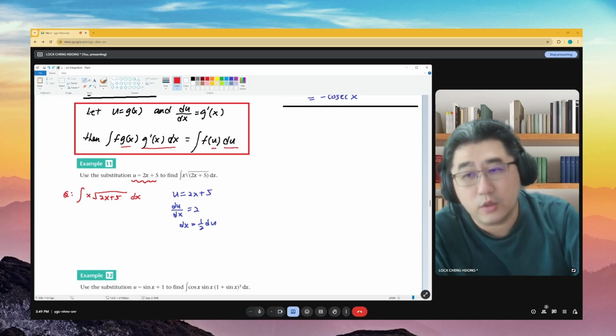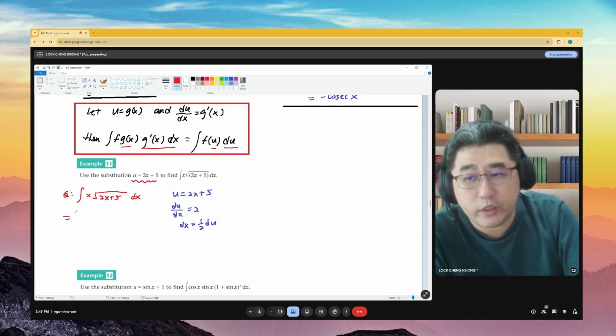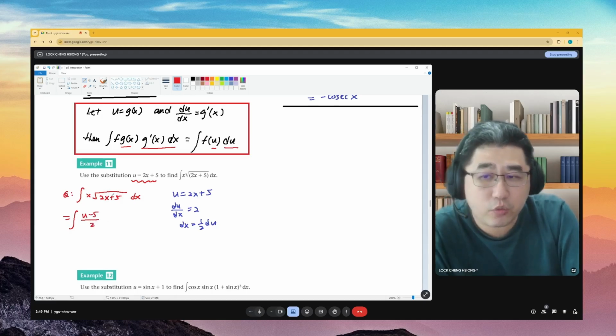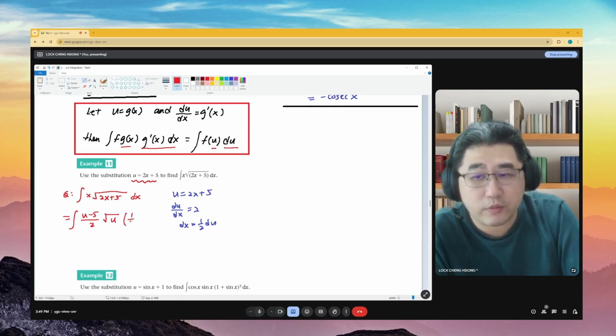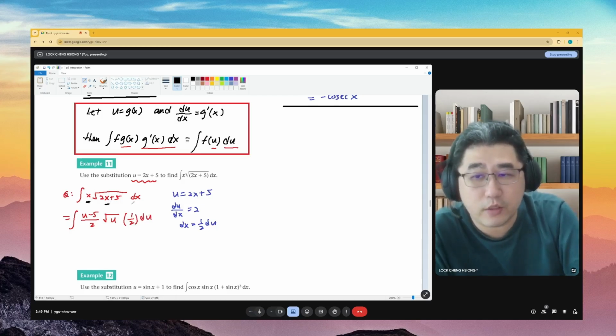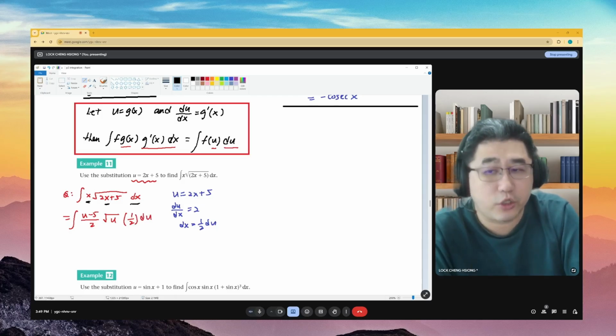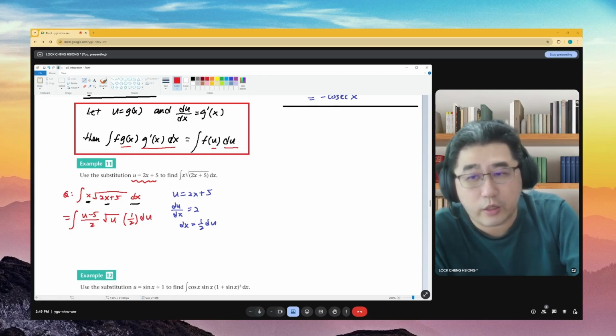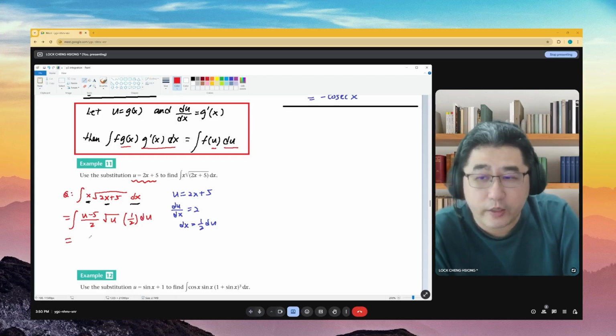So over here, this x I'm going to substitute with (u minus 5) over 2, and this square root of 2x plus 5, I'm going to write as square root of u. And this dx, I'm going to replace by 1 over 2 du. So you can see that all the x components inside the question change into u. After that, we simplify the form.